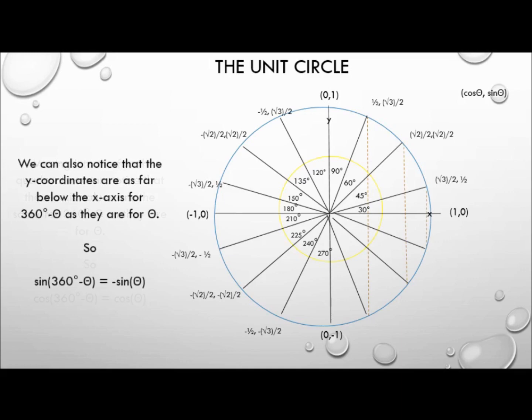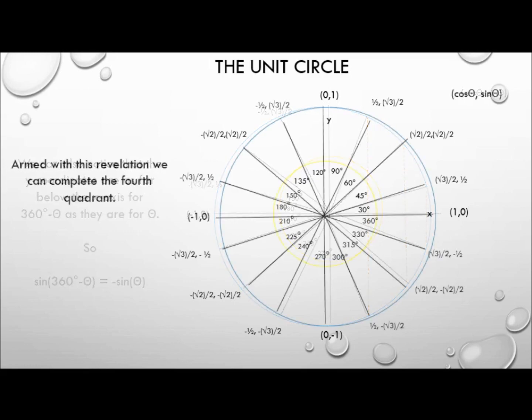We can also notice that the y-coordinates are as far below the x-axis for 360 degrees minus theta as they are above the x-axis for theta. So the sine of 360 degrees minus theta is equal to the negative sine of theta. And armed with this information, we can complete the fourth quadrant.